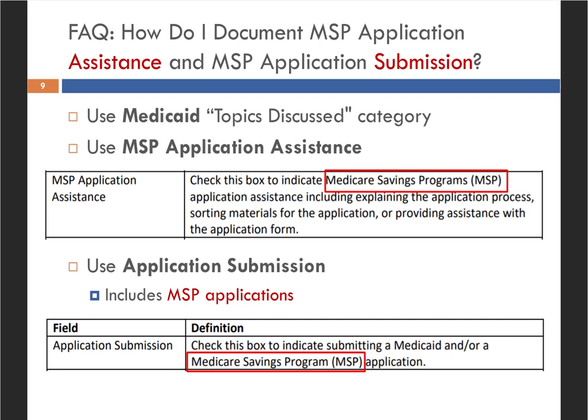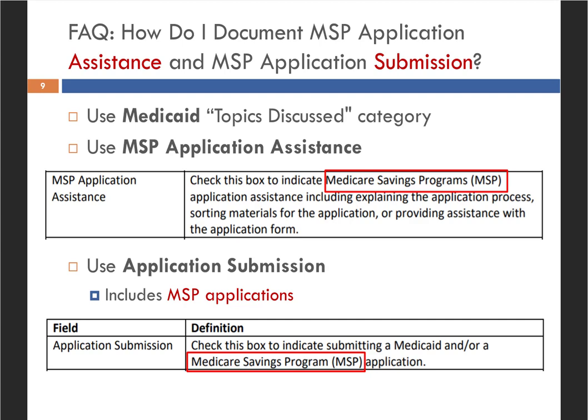So again, you can see an excerpt here from the definitions. MSP application assistance is explained here, and it's in the Medicaid category. And then further down, you see application submission, and you don't see the term Medicare Savings Program, MSP, until you get to the definition, which of course is not the field that shows in STARS, not the definition. So that's been leading people to overlook that particular option. So that's where your handout is really going to come in handy.